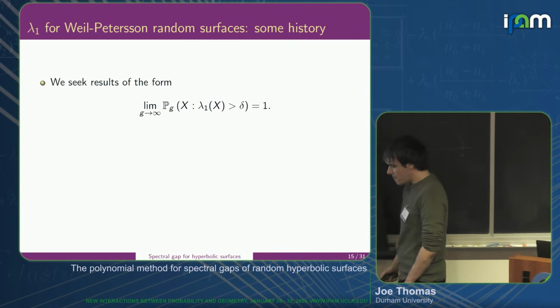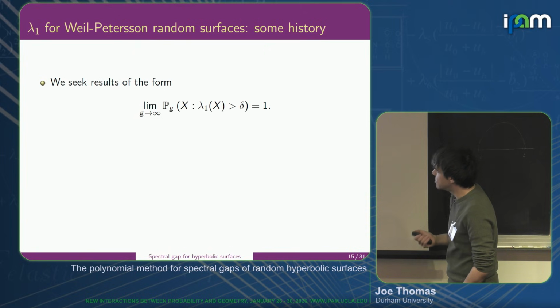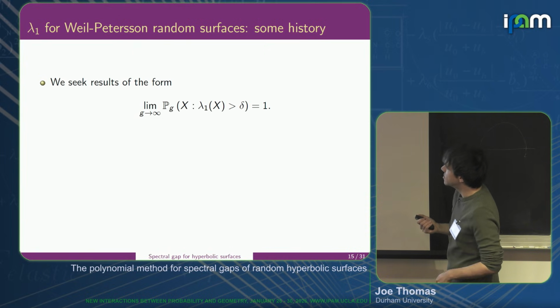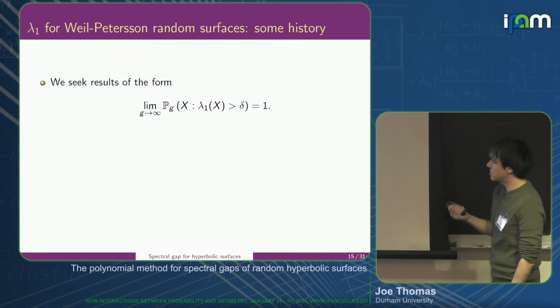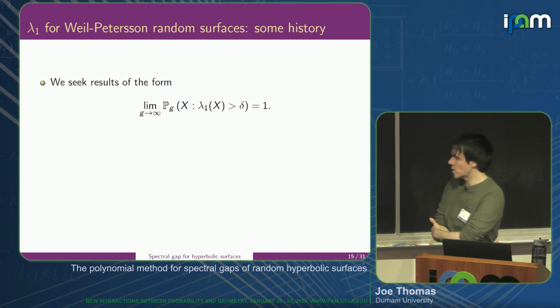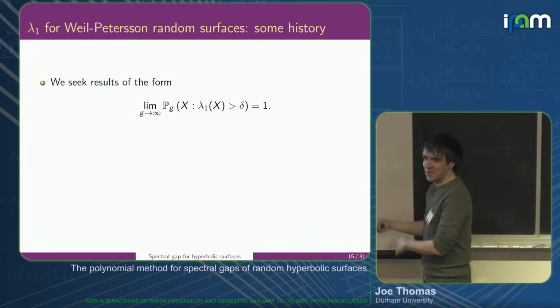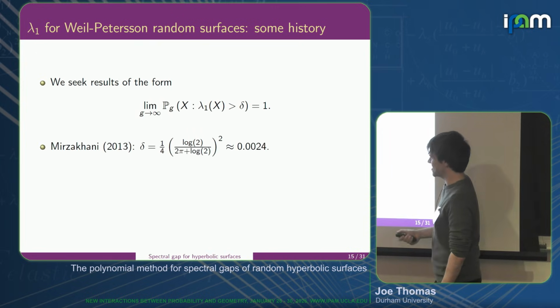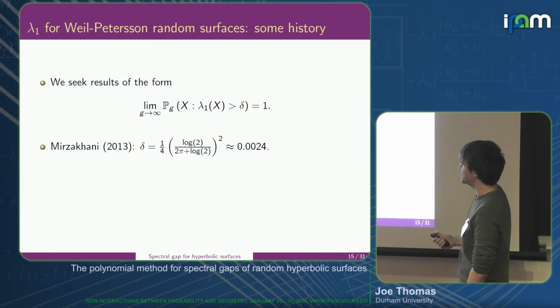Okay. And so what I'm broadly interested in are results of this form. So for what values of delta does the probability that lambda 1 is bigger than delta go to 1 in this large genus limit. Okay. And as Min-Kun already told you the history, let me just go through it quickly. So the first result is due to Mirzakhani.